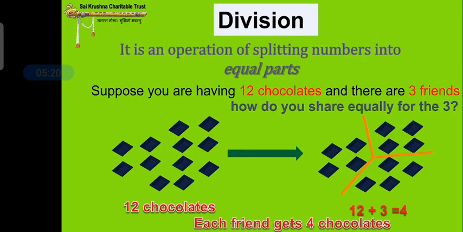Did you get it, children? Yes or no? Division is very important in order to find out the value when you share it. Like in this example, 12 chocolates are shared among 3 friends equally. Therefore, they get 4 chocolates each.